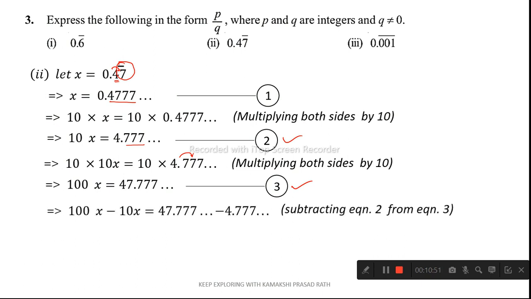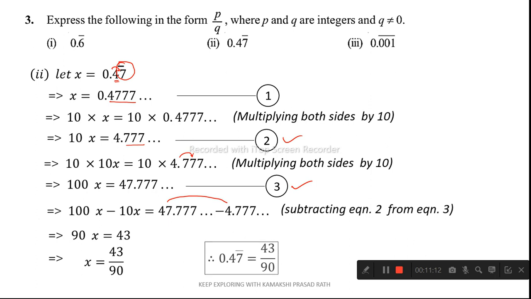Now we can perform the subtraction. When we subtract, we need to subtract only the number part. So 100x minus 10x becomes 90x, and 90x equals 43. So x equals 43 by 90. This cannot be further simplified, so our answer remains 43 by 90. That is, 0.47 with the bar on the 7 equals 43 by 90. This is the p by q form.